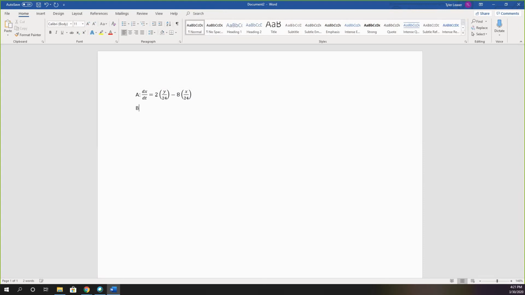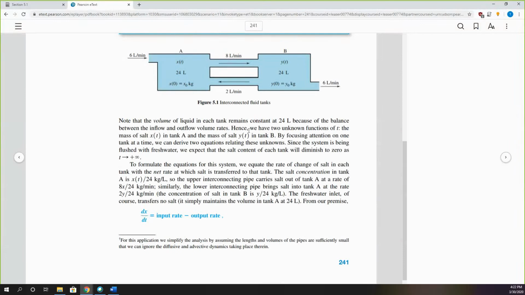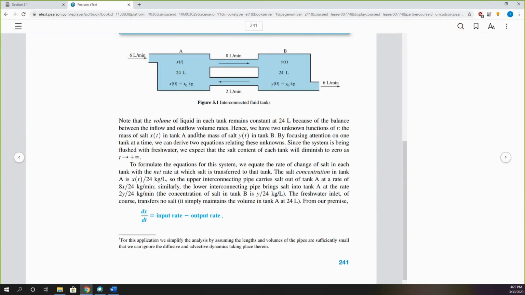All right, let's jump to B. So with B, this is also going to be a derivative, but this is going to be dy/dt, the amount of change in salt, y, with respect to time. It's going to be the input rate, the amount of salt going in. For B, the only salt that's coming in is coming from A through this pipe, the 8 liters per minute. So it's going to be the 8 times the concentration, which is going to be the x over 24. And that's going to be minus the salt going out.